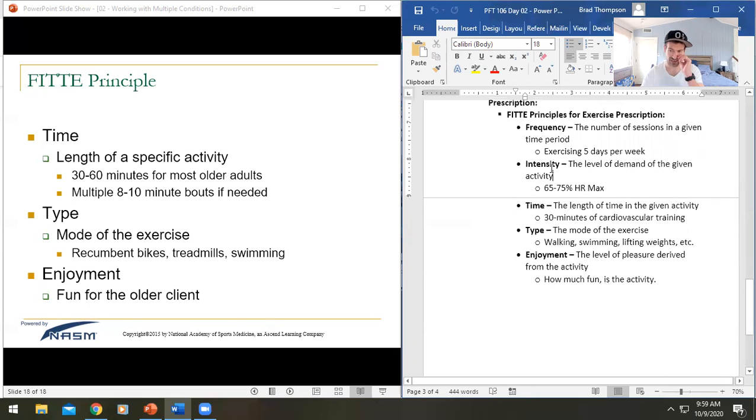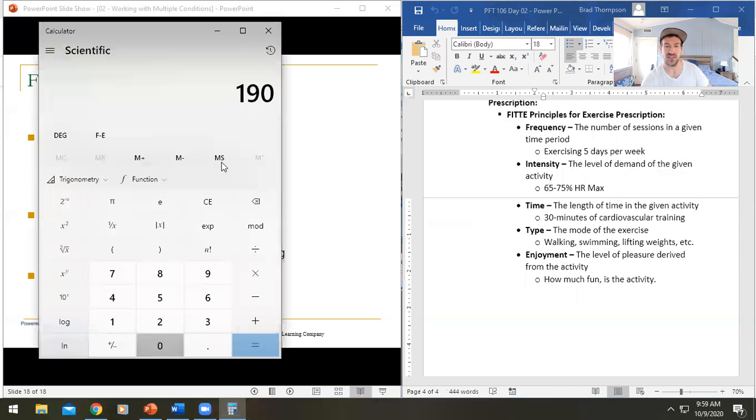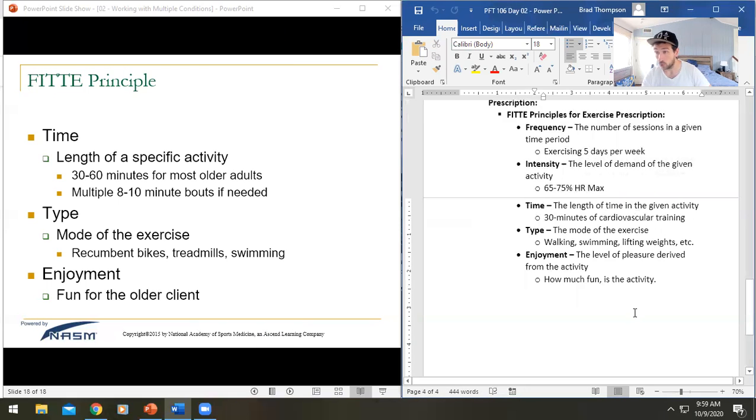So my intensity is the level of demand of my exercise. Moderate intensity is like 65 to 75% of my heart rate max. If my heart rate max is 190 and I do 190 times 65%, my heart rate's around 124, that's moderate intensity for me, right? Great. If I do that for 30 minutes, right? 5 days per week.